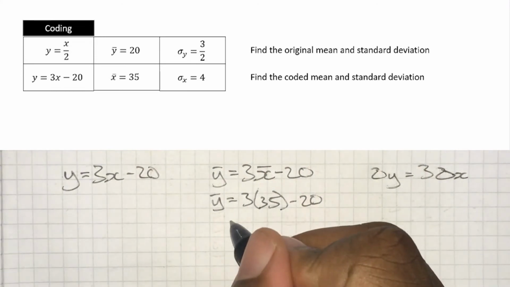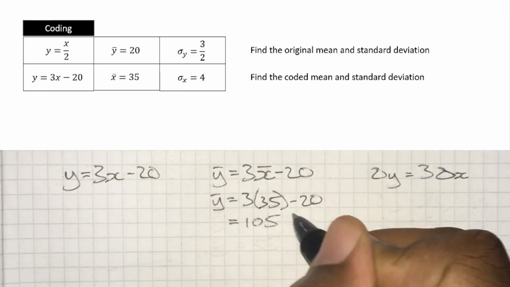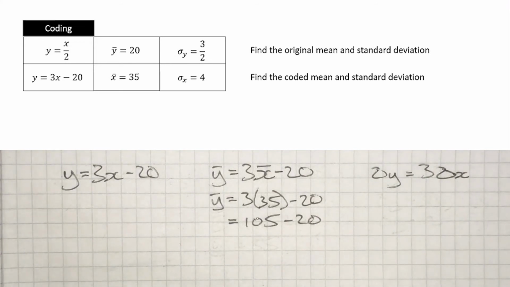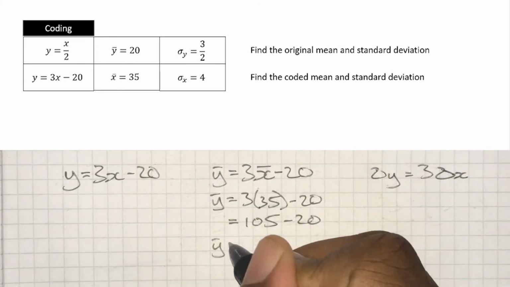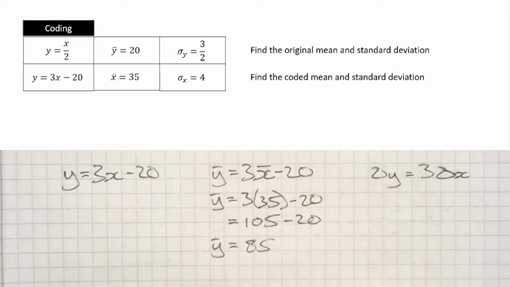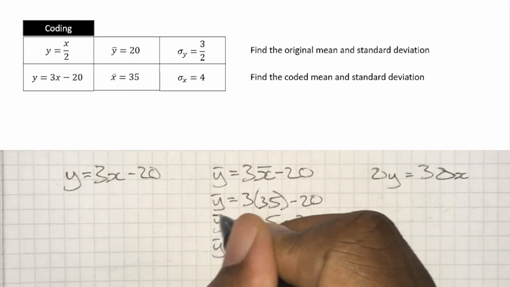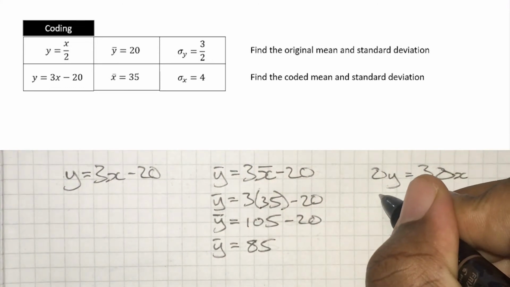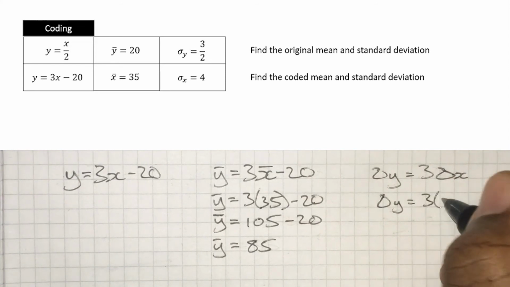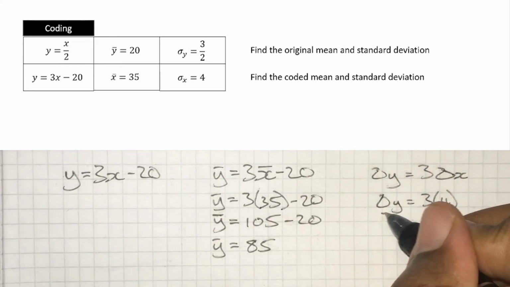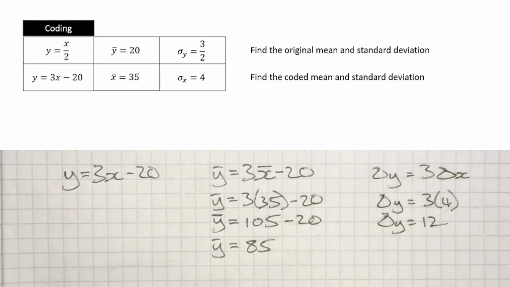That gives me 105 subtract 20. So y bar must equal 85. Okay, so similarly, we've been told that sigma x is 4. So sigma y is just going to be 3 times 4, which gives us 12. Sigma y equals 12. The coded standard deviation must equal 12.